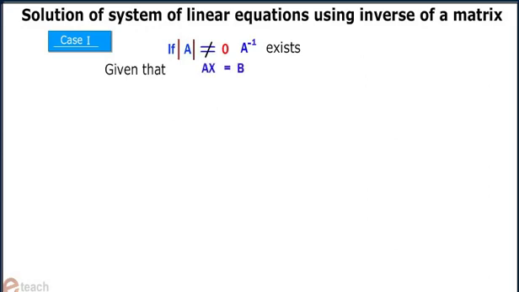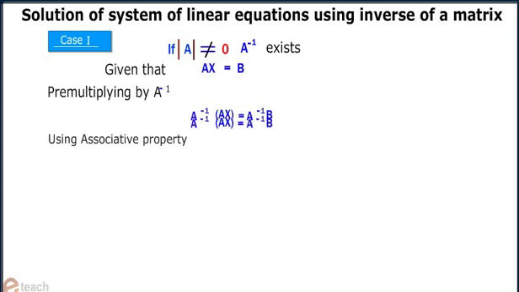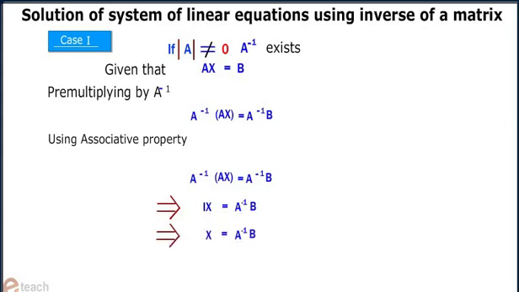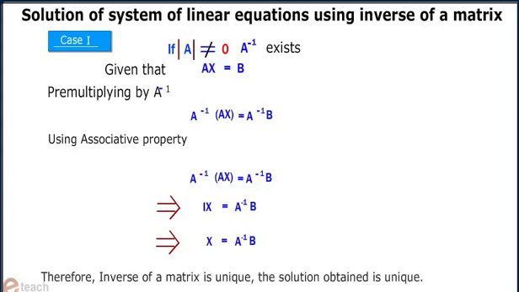Given that A X is equal to B, on pre-multiplying by A inverse and using the associative property, we get A inverse A X is equal to A inverse B, which implies I X is equal to A inverse B. This implies X is equal to A inverse B. Therefore, since inverse of a matrix is unique, the solution obtained is unique.